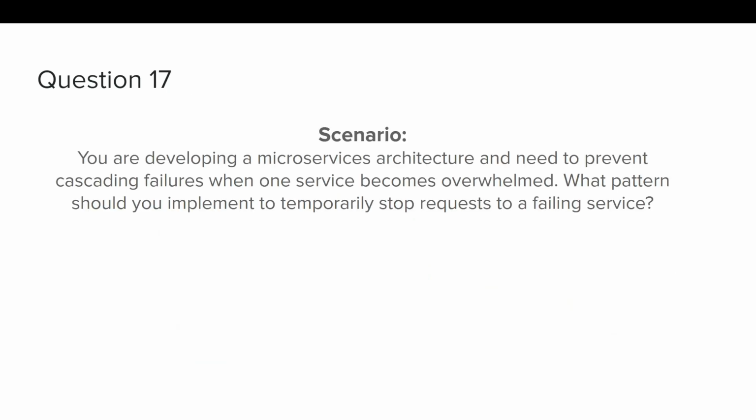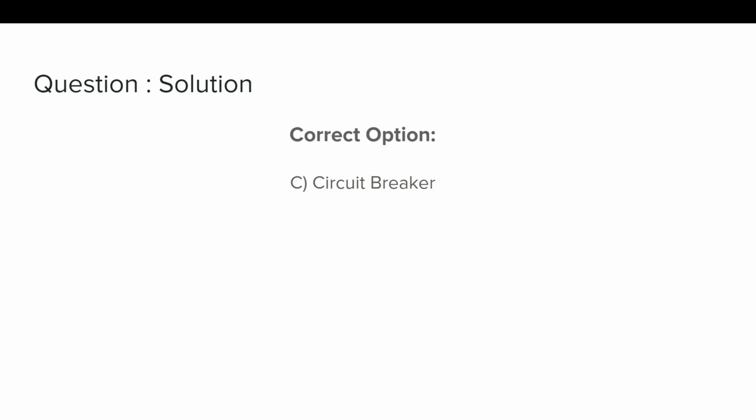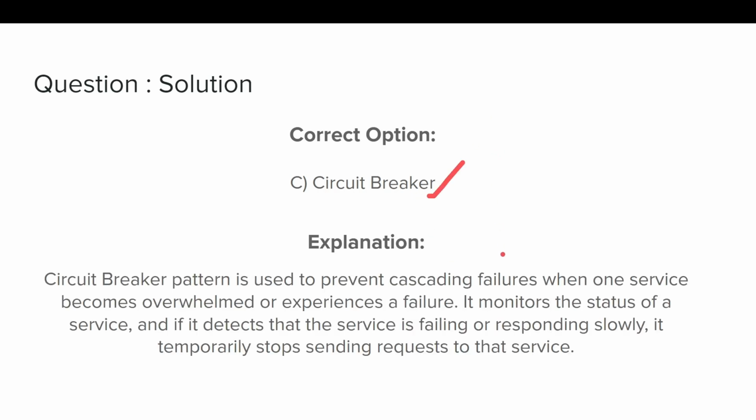You are developing a microservice architecture and need to prevent cascading failures when one service becomes overwhelmed. What pattern should you implement to temporarily stop requests to a failing service? This is related to distributed system or microservices patterns, a very important pattern when it comes to high-level system design, and that is the circuit breaker pattern. This is the right answer. It's a microservice pattern for when one service gets overwhelmed.